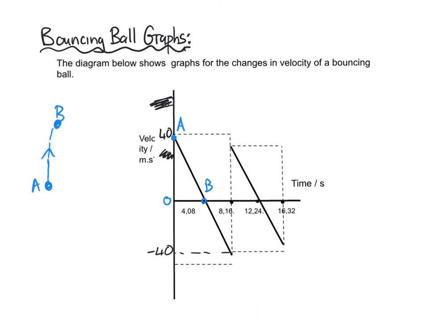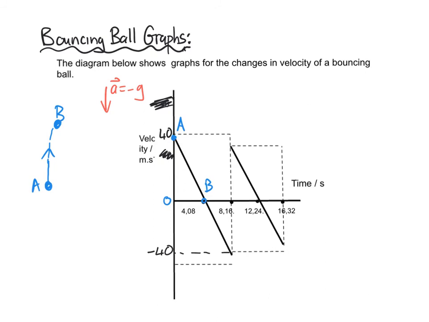We can see that the gradient is negative, and the gradient must be acceleration because we're dealing with free fall. So down is obviously negative, and the acceleration is going to be minus g. We can tell from the backward sloping velocity time graph.